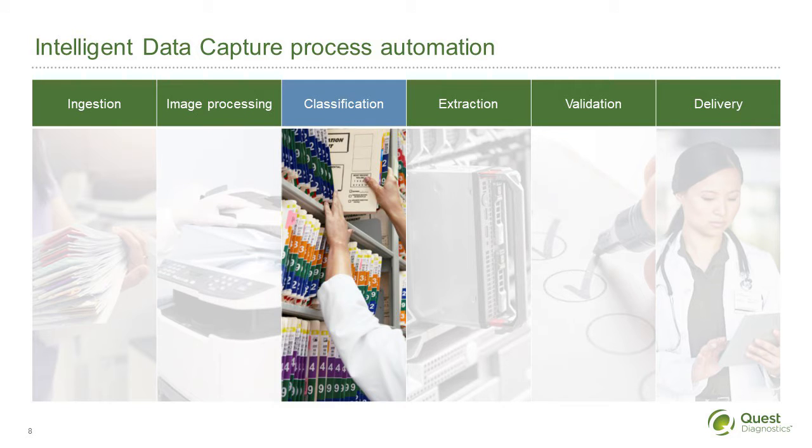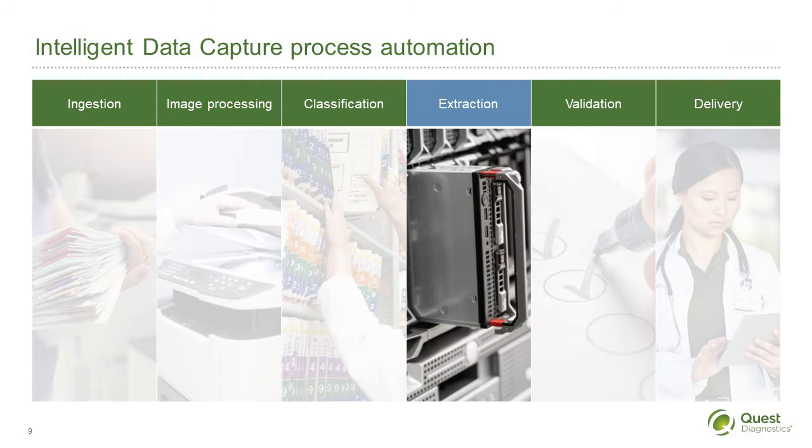Then the classification occurs. What is this document? Is it a history and physical, a medication record, an operative report? And so it assigns the document type during the classification phase. Next, it moves on to the extraction of the data based on your business rules. Database lookups are happening during the extraction phase to also validate those data patterns. So you're going to choose what information you want to extract per document type, and based on that rule, it's going to pull off that information.